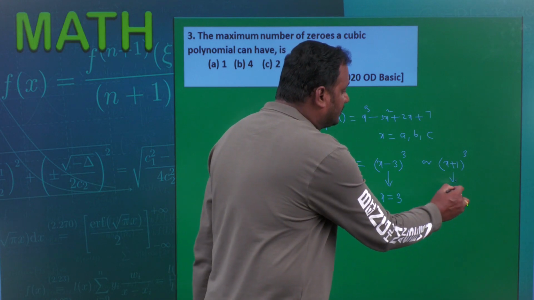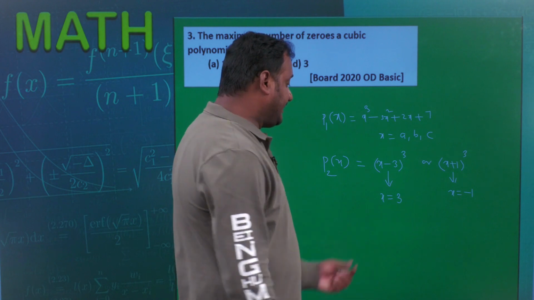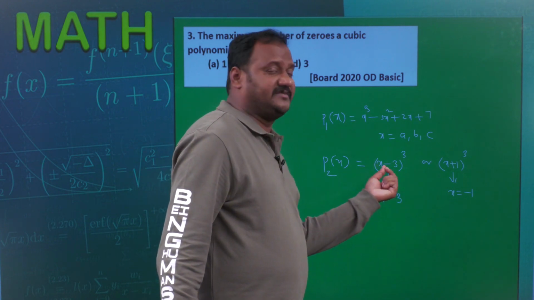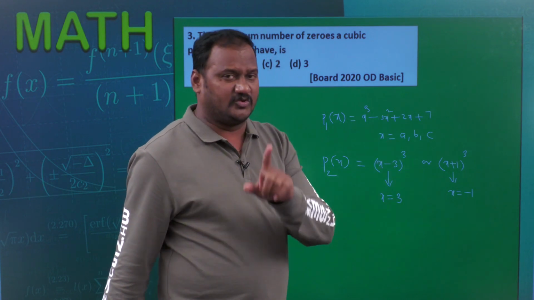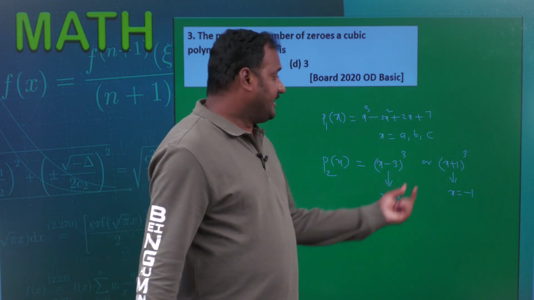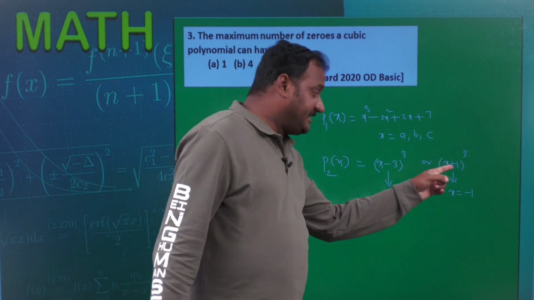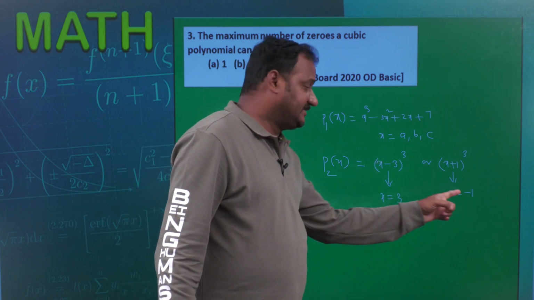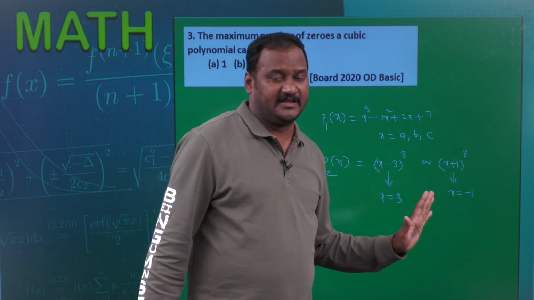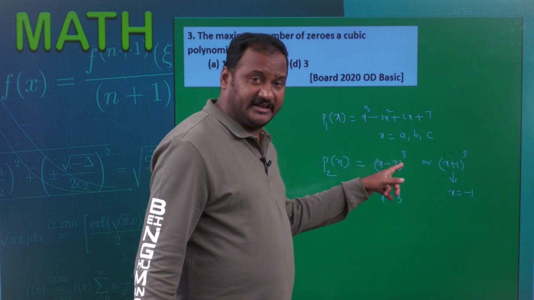And this is 0 only when x is equal to minus 1. So, what does it mean? If you take x is equal to 3, then x minus 3 will be 0, 0 cube is equal to 0. So, x minus 3 whole cube is 0 only when x is equal to 3. X plus 1 whole cube is equal to 0, x is equal to minus 1. It is a third degree polynomial, it is also a third degree polynomial, but the zeros are 3 and minus 1 only. So, here there is only 1 zero for each, since it is a third degree polynomial.